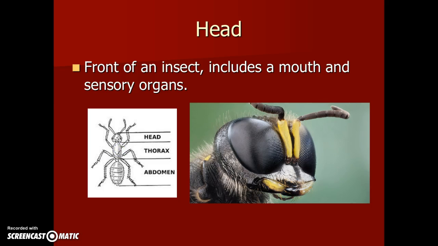In insects, there are three body parts, as you can see in this picture. So the head, which is the front of the insect, will always include a mouth and sensory organs. And this is a close-up picture of a wasp's head. So you can see the eyes. Sensory organs would be the antenna. And you can see the mouth parts here, all on the head of an insect.